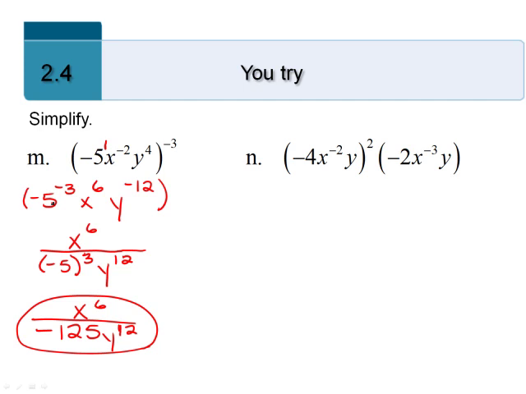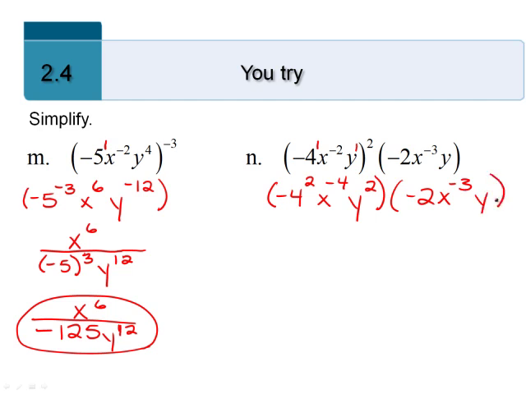All right, let's look at letter N. Once again, we have an exponent on the outside of a parentheses, so I'm going to put in some exponents of 1 there because I'm going to have to distribute the 2 to all the exponents in that first parentheses. So I'm going to have negative 4 to the second, 1 times 2. X, if I multiply negative 2 times 2, that's negative 4. And on the y, 1 times 2 is 2. All right, and now the second parentheses, there's no exponent on the outside, so I'm just going to bring it down exactly the way it is.